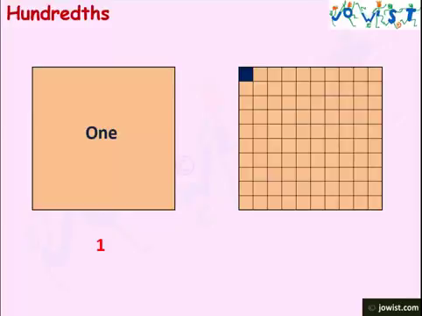The shaded part can be represented as 1 upon 100. This is equal to 0.01 or hundredth.